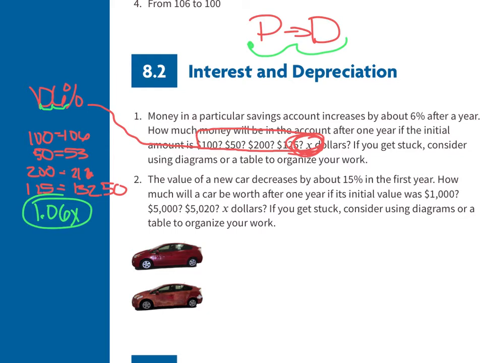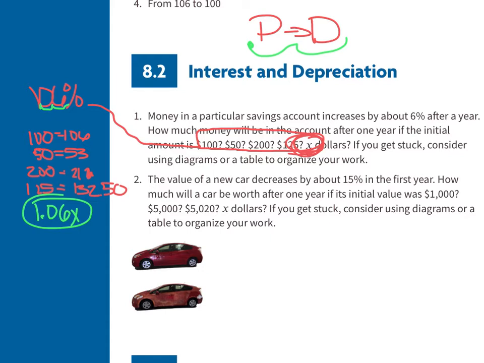Number 2, the value of a new car decreases by about 15% in the first year. How much will the car value be after 1 year if the initial value was 1,000, 5,000, 5,020, and x? So once again, start with 100%. You can go $1,000 times 15 and then subtract, but it is just another extra step that doesn't need to happen.